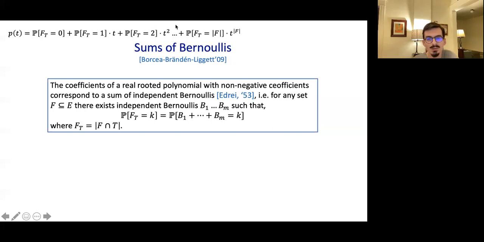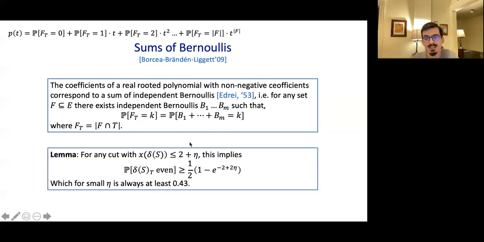And this lets us apply an old lemma about real rooted polynomials. It turns out that the coefficients of any real rooted polynomial with non-negative coefficients can be described by a sum of independent Bernoullis. So in our setting, this means that for any set F, there exists some number of independent Bernoullis, B1 through Bm, such that the probability the number of edges F shares with the tree is K is exactly given by the probability these Bernoullis sum to K. And I'll use this notation F sub T to denote the number of edges that set shares with the tree.